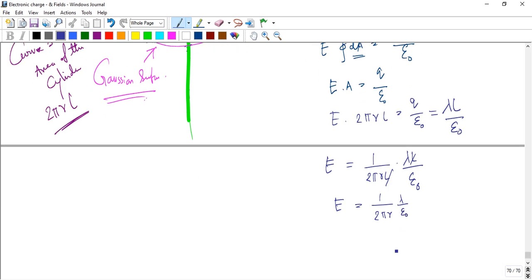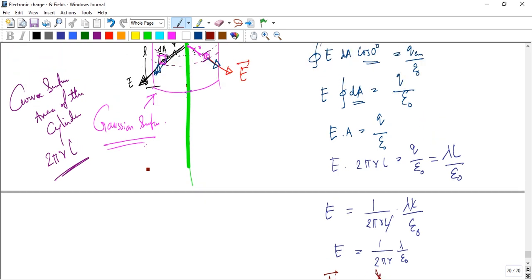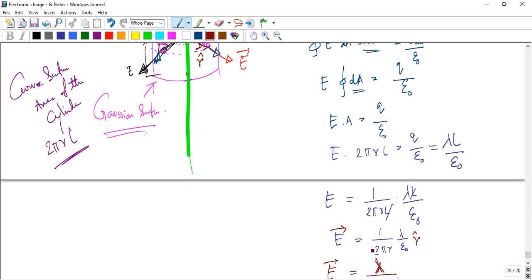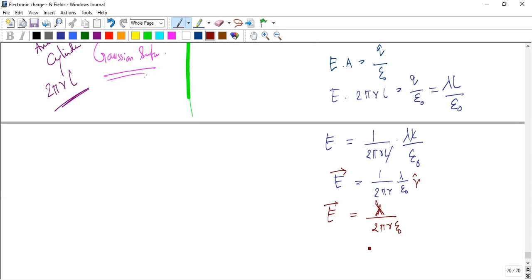If we write E as a vector, it equals 1 over 2 pi r times lambda over epsilon naught, and the direction is r cap, the radial direction, the same as the position vector.